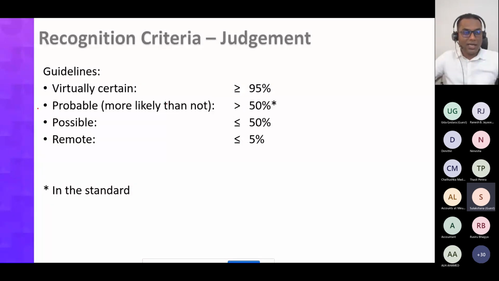What is defined in the standard is only this word probable, more likely than not, which means more than 50% chance that the particular event will happen. This is the only thing defined in the standard. Others are industry guidelines. There is a terminology called virtually certain, which means equal to or more than 95%. Possible means 50% or less. Remember, 50% is possible. Probable means more than 50%. Remote means equal to or less than 5%.